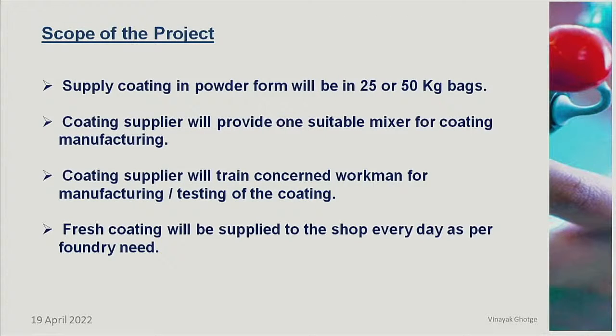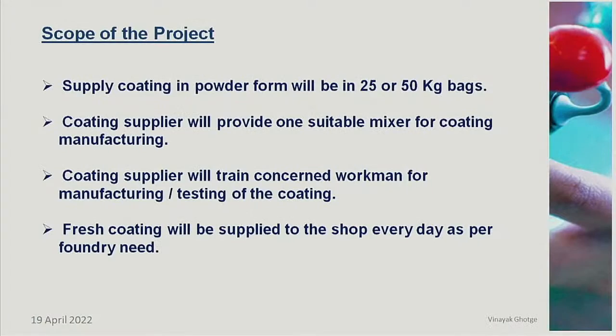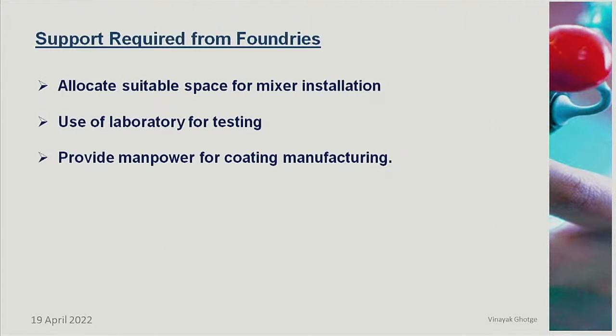The coating will be supplied, as I told you, in powder form in about 25 kg bags. We also supply a mixer for coating manufacturing. The coating supplier will also train the workmen for manufacturing and testing the coating on the shop floor. This is required for the initial purpose. Once the parameters are set, it's a stereotype operation, and the fresh coating will be supplied day to day.